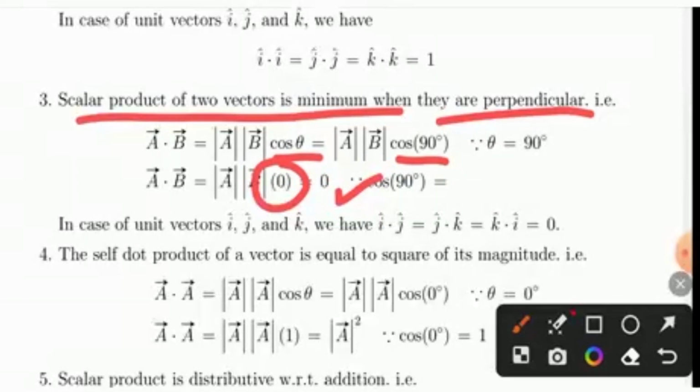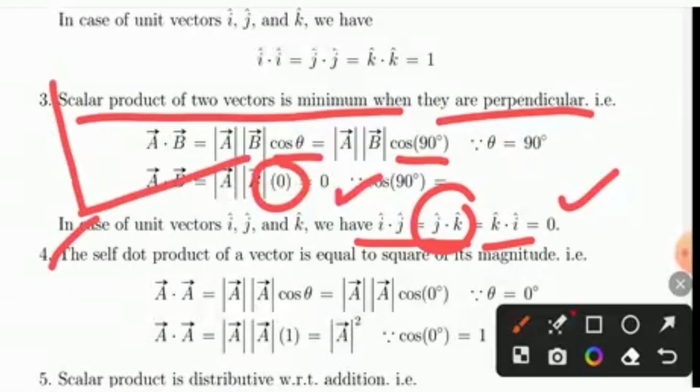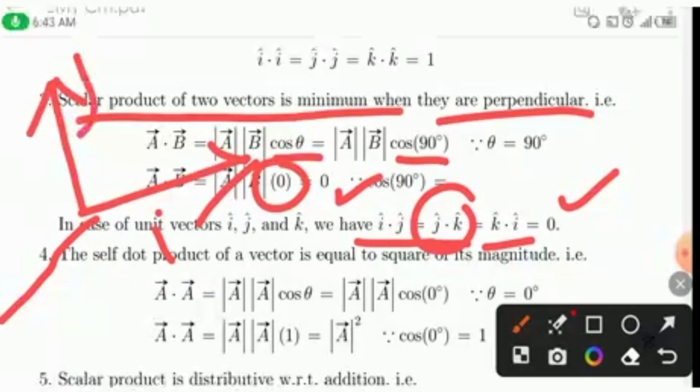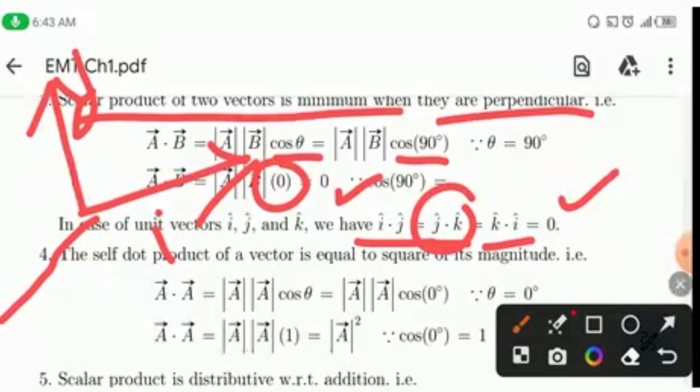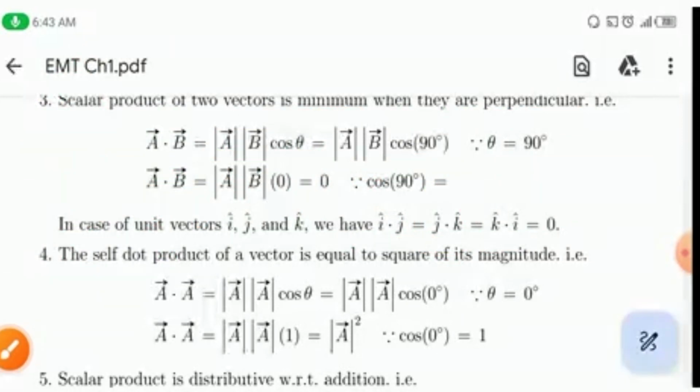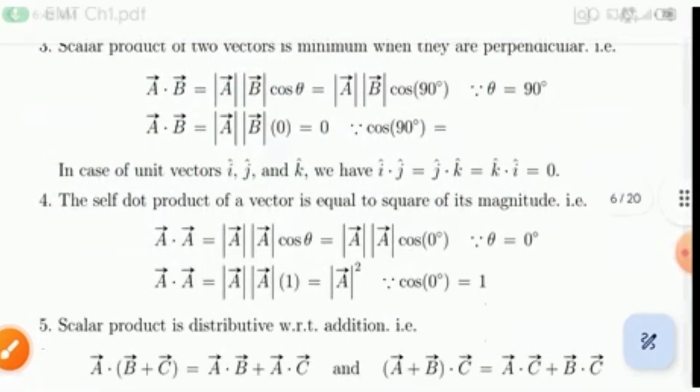Or in the case of unit vectors, we can write i dot j, j dot k, and k dot i. All these three products will become equal to 0 because these three vectors are mutually perpendicular to each other. We know that the x-axis, y-axis, and z-axis are at 90 degrees to each other. So when we multiply the i unit vector with the j unit vector, the final product will become equal to 0.